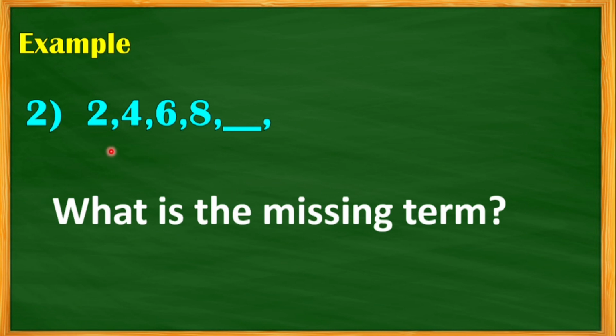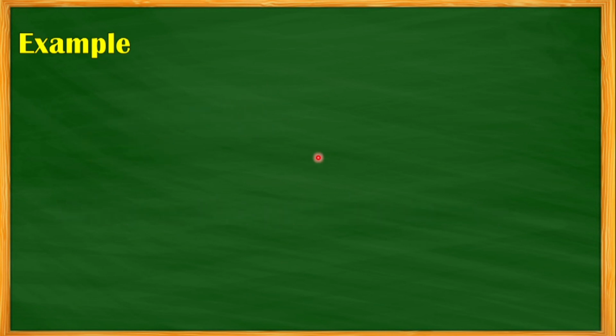So, let's observe. 2 becomes 4. It adds 2. Let's check. 2 plus 2, it's 4. Correct. 4 plus 2, it's 6. Correct also. 6 plus 2 is 8. Correct. And then 8 plus 2 is 10. So, the missing term is 10.